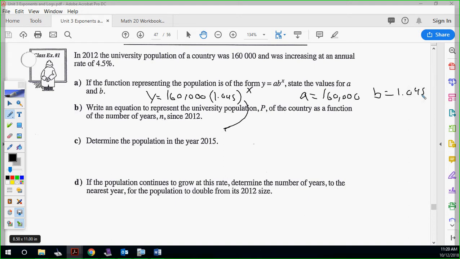And then C, determine the population in the year 2015. So that's going to be in 3 years. So we'll put a 3 in for x. So 160,000 times 1.045 to the 3. Calculate. You get 182,587.